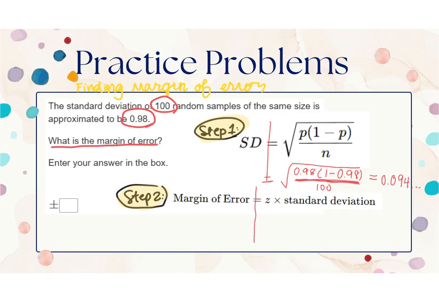So now, step 2, since we're looking for the margin of error, we're going to have to plug that into that formula. Remember, your Z value is going to be 1.96. So our margin of error is equal to 1.96 times our 0.094. And what we get is 0.184 approximately. And I'm going to convert this to a percent. So I get 18.4%.